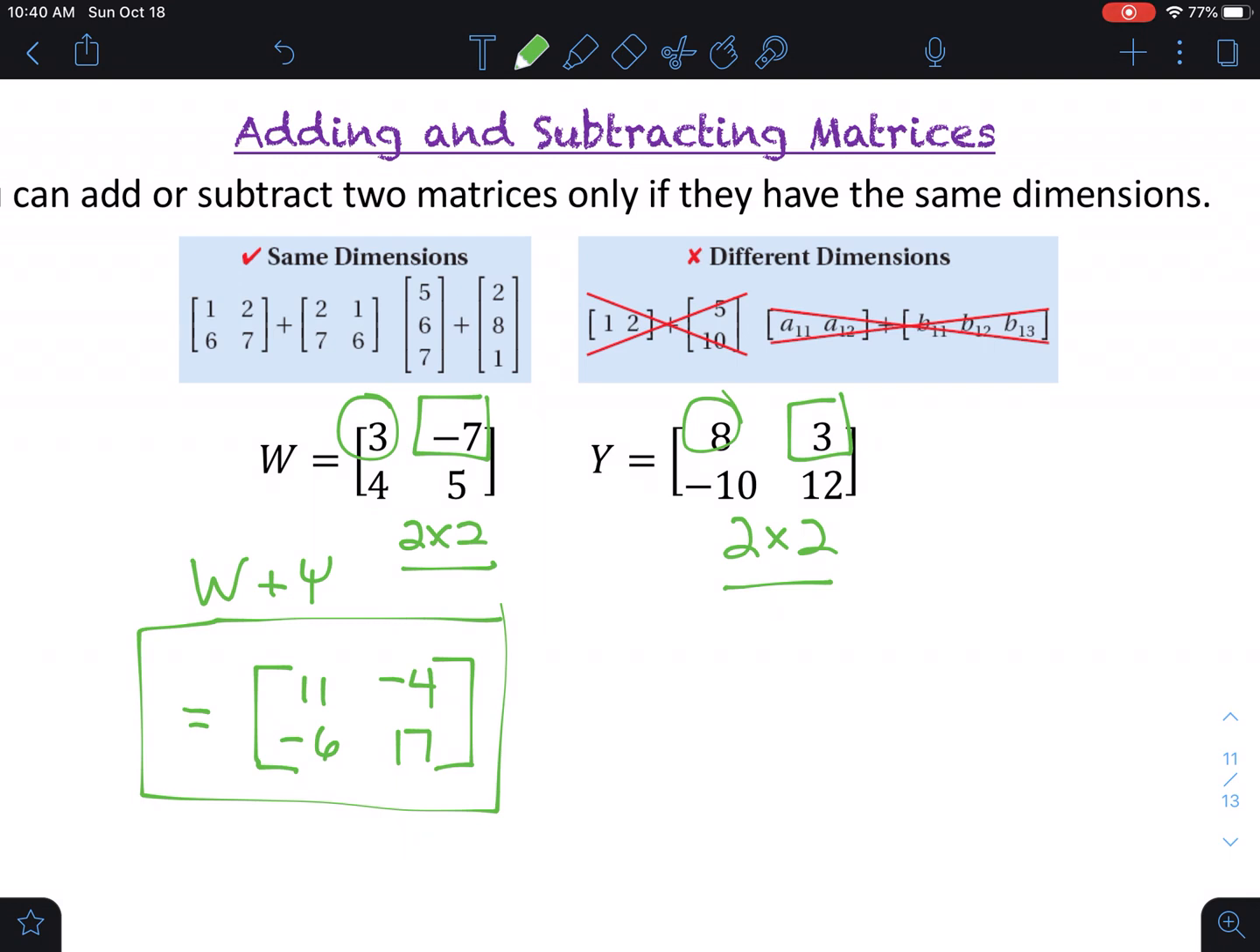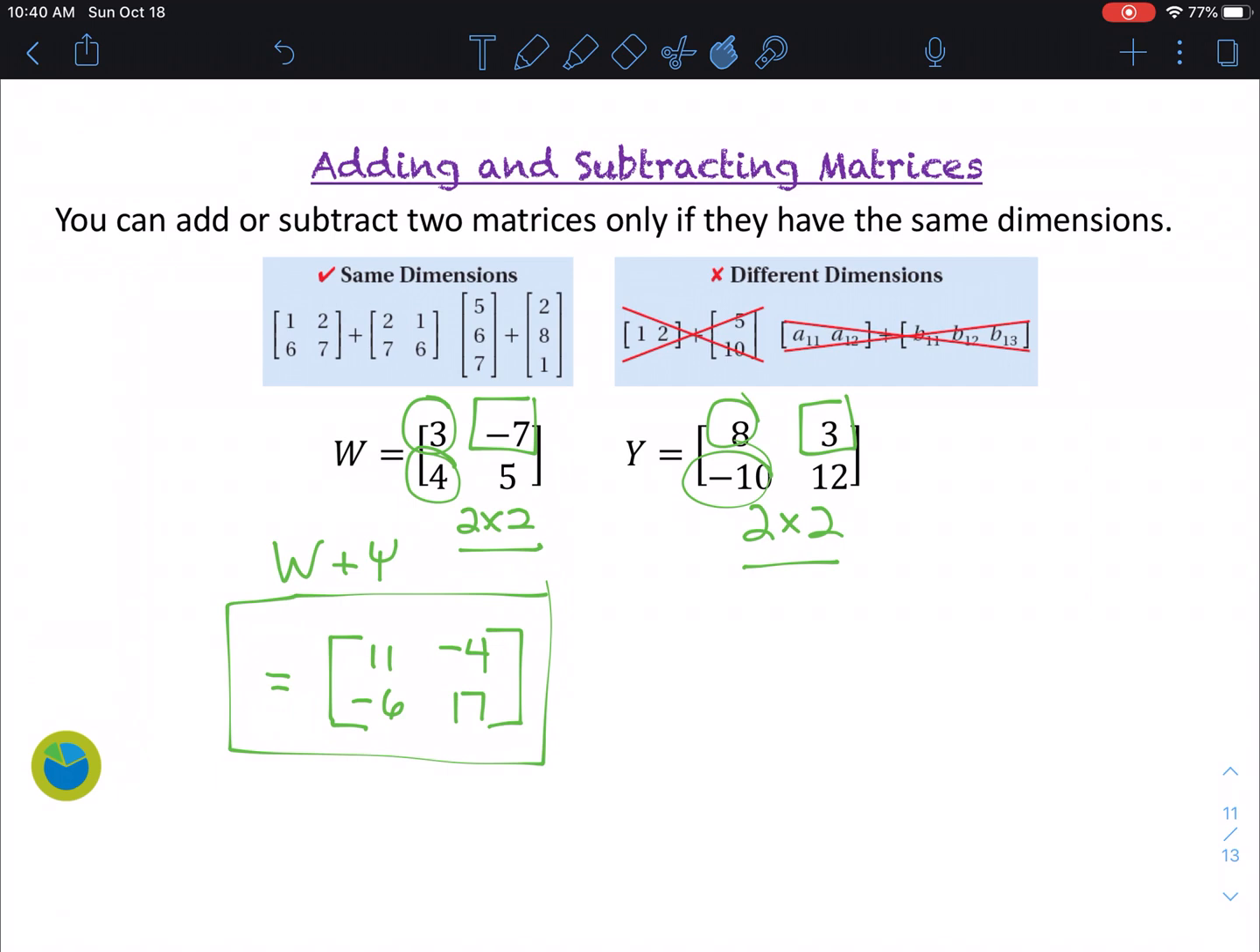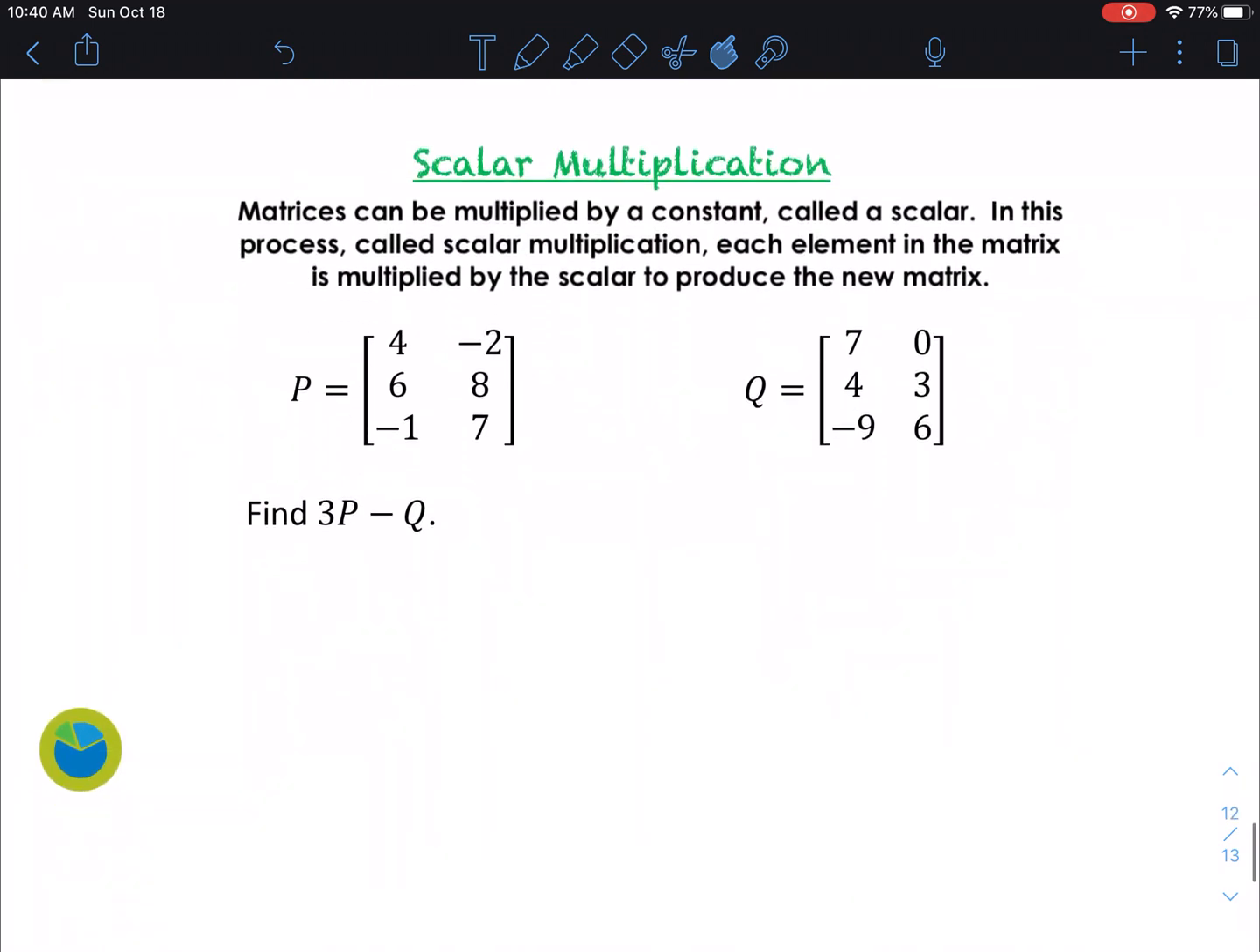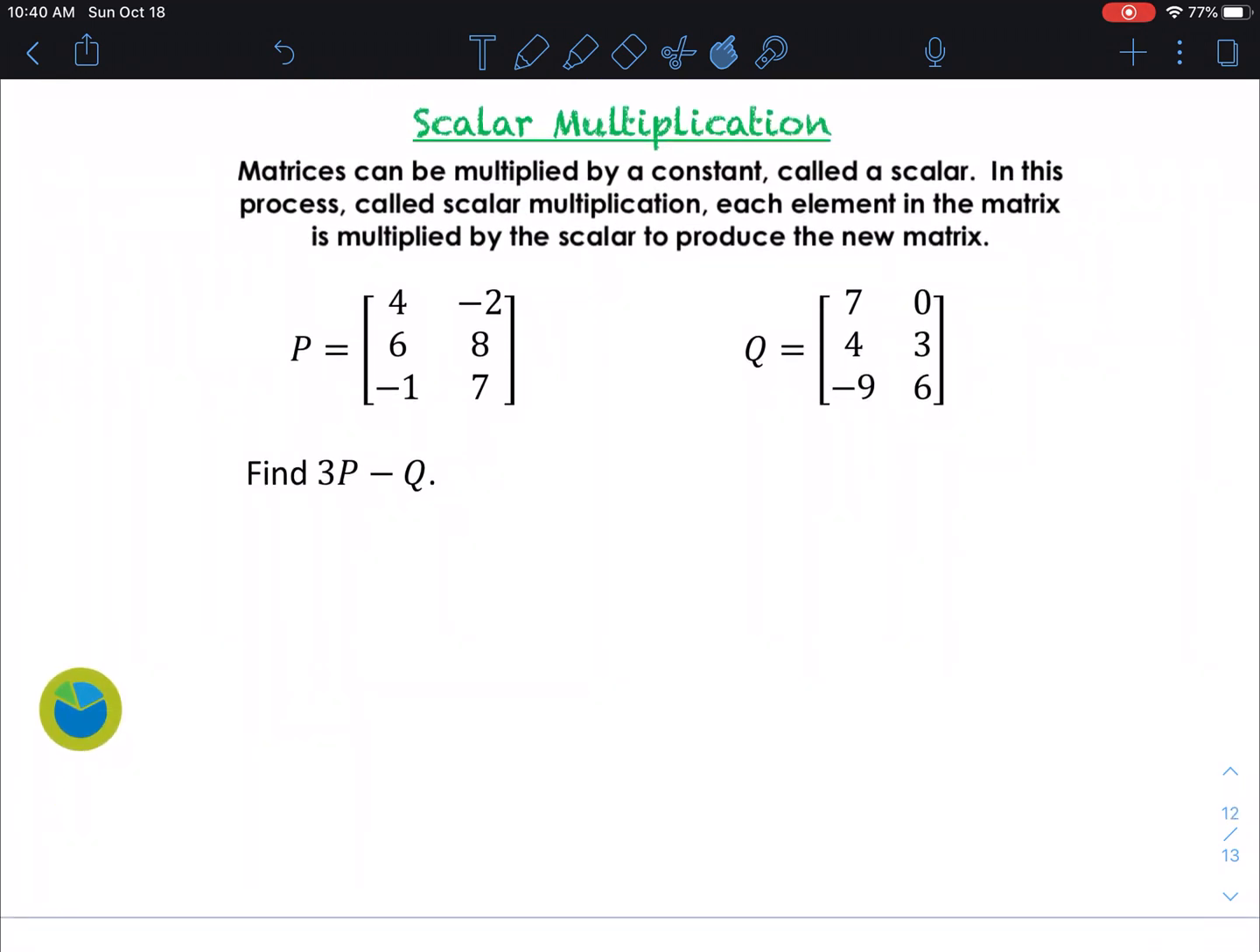You're just subtracting. Just be careful of the negative signs. So for example, if I go 5 minus 4, minus -10, just be careful that you're minus a -10, so that would actually be 14 if you're subtracting those 2 matrices. Okay, so then lastly, last thing we're going to talk about today is scalar multiplication. So matrices can be also multiplied by a constant.